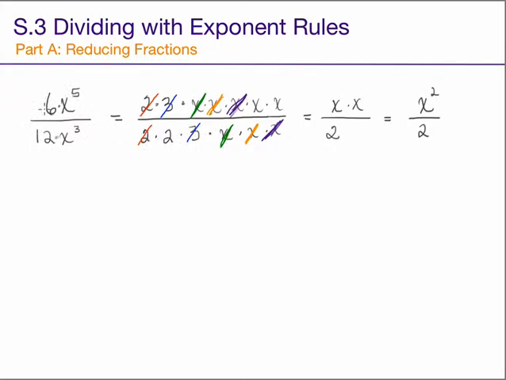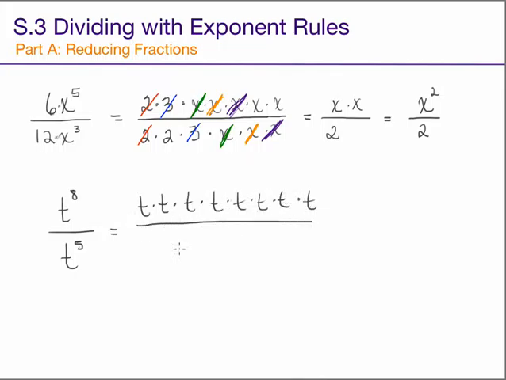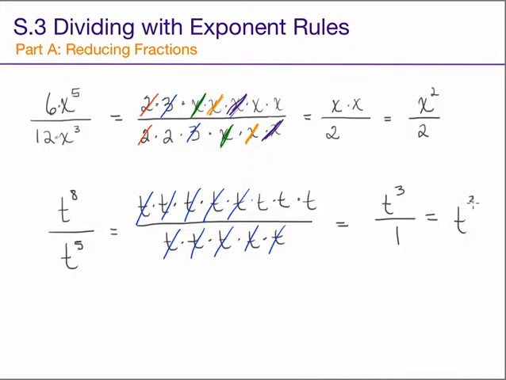Some problems will have numbers in them like this, and others don't have any numbers at all. So, for example, what if I asked you to simplify t to the 8th over t to the 5th? One way to think of that would be to say t to the 8th is t times itself 8 times. T to the 5th means t times itself 5 times. Now let's look for common factors in the top and the bottom. Well, all of the factors in the top are t's, and all of the factors in the bottom are t's. So let's just cancel pairs of t's. One in the top, one in the bottom. One in the top, one in the bottom. One in the top, one in the bottom. Now I've run out down here, but I still have 3 copies left in the numerator. I can either write this as t cubed over 1, or I can just leave it as t cubed.